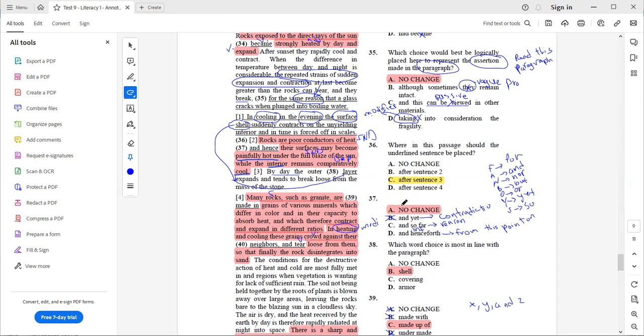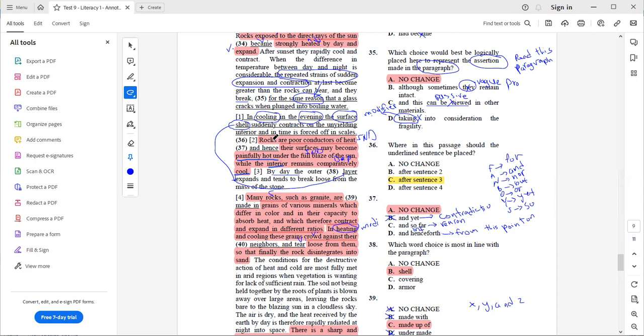Now we have "and hence," "and so far," and "and henceforth." Take care. "And so far" is for reason, so it gives cause and effect. "And hence" is also reason. "And henceforth" is informal and means from this point on. Let's read now, before and after, to find which one you're going to choose.